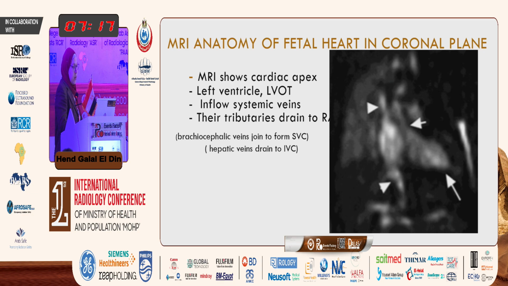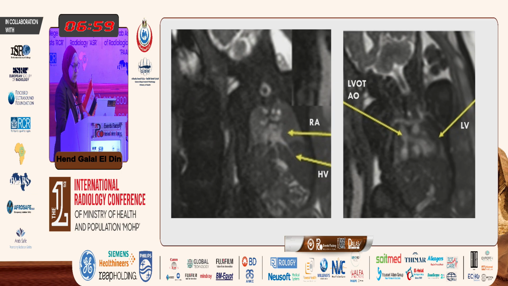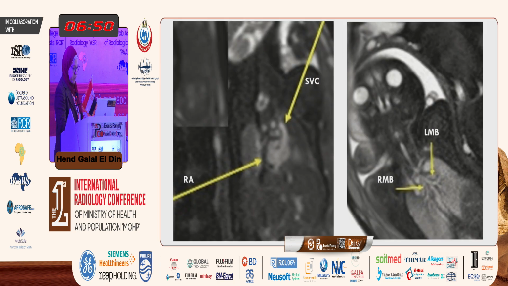In the coronal plane, MRI shows the cardiac apex, left ventricle, left ventricular outflow tract, and the systemic inflow and its tributaries to the right atrium: the brachiocephalic veins joining the superior vena cava, and the hepatic veins joining the inferior vena cava into the right atrium, like we can see here. We also see the left ventricle and aortic outflow, and the superior vena cava entering the right atrium. In the last view, we can see the main bronchi, right and left main bronchus, with hyperintense signal because they are filled with amniotic fluid.